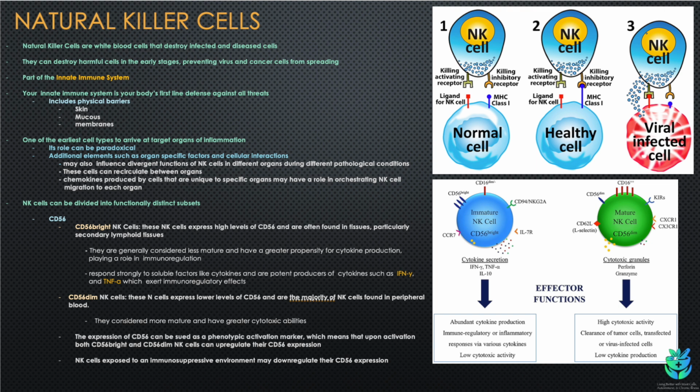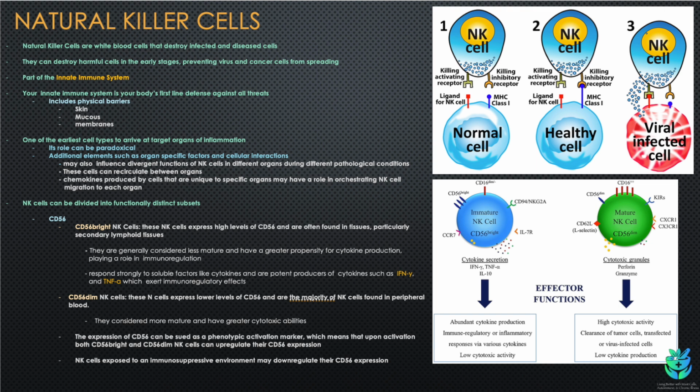So this means that it may influence the divergent functions of natural killer cells in different organs during different pathological conditions. These cells can recirculate between organs, and chemokines produced by cells that are unique to a specific organ may have a role in orchestrating natural killer cell migration to each organ. Natural killer cells can be divided into functionally distinct subsets. The main two we will be talking about are CD16 and CD56.